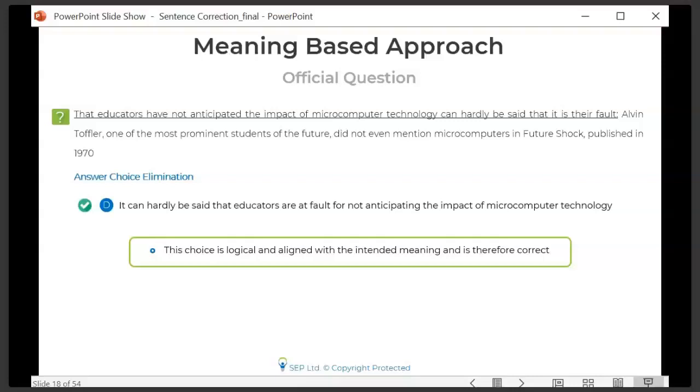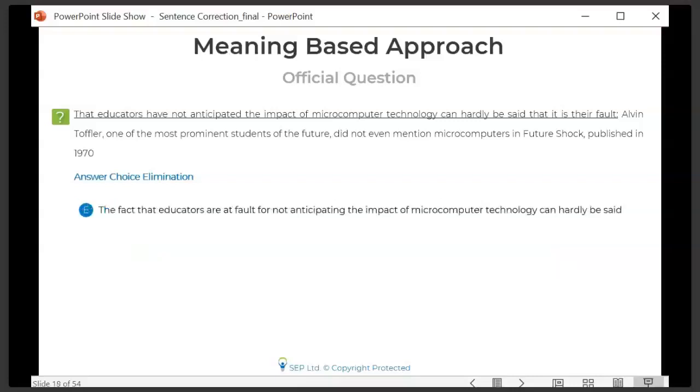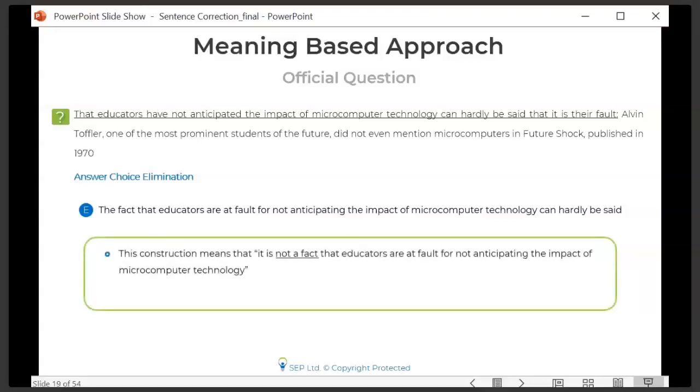Okay. So choice E remains, and we will quickly look at choice E. Let's see what it says. Nobody marked this, but let us still understand why it was incorrect. The sentence reads, the fact that educators are at fault for something can hardly be said. So the fact can hardly be said. It means we can't state this fact. That itself is illogical. It is illogical to say a fact cannot be said, and therefore this choice is also incorrect.